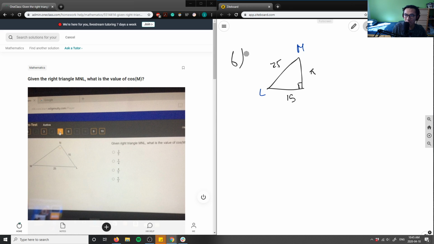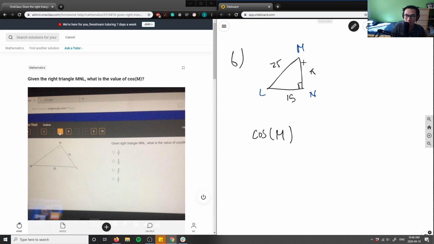So I'm gonna do this problem again. I rotated the triangle for those of you at home who are watching. So again, I have here, sorry, this is an N. Given the right triangle, I'm finding what's the value of cos M. First, what is this angle here? M is this angle on the top side here.